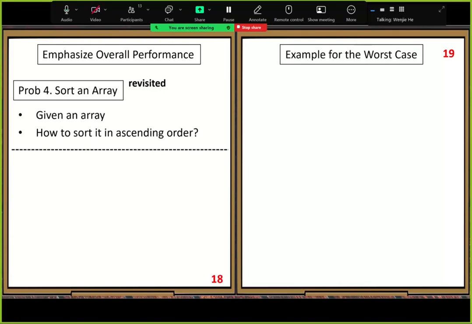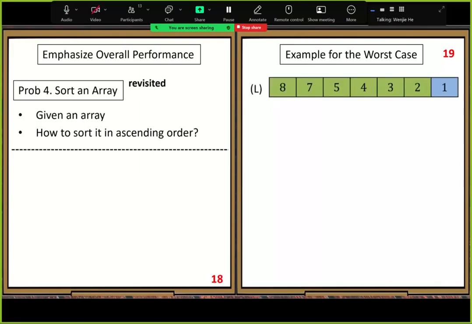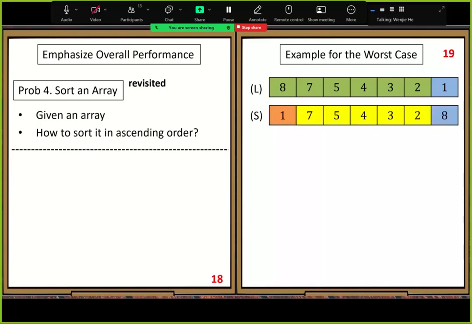Example for the worst case. Let's look at some input. Here we go back to the original input. For what kind of input do we get the worst case? One possible input is an array in descending order, the original array.